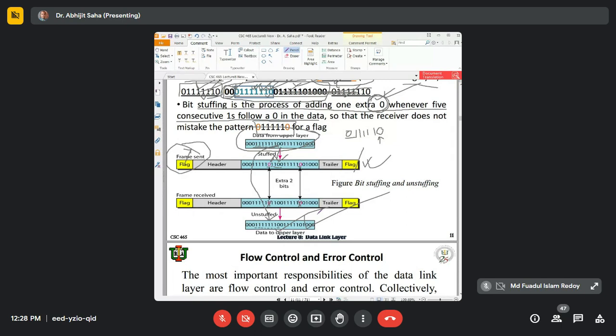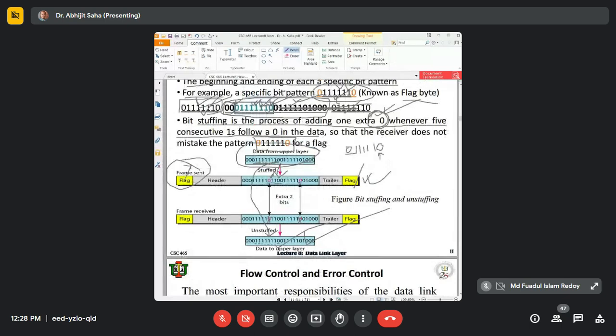Sir, here is 0001, here is 000. The first 20 and last 20 are header and trailer. I don't get you. What is the header and trailer again?